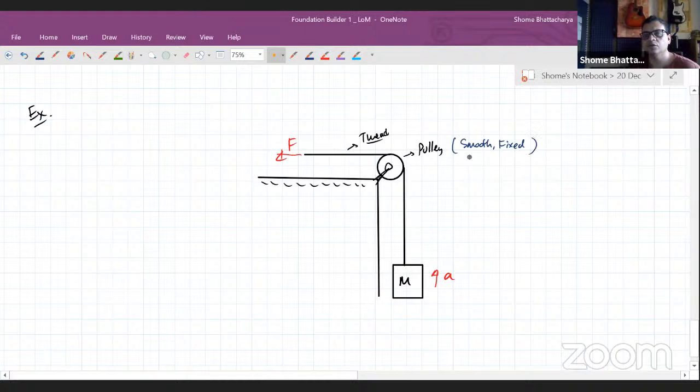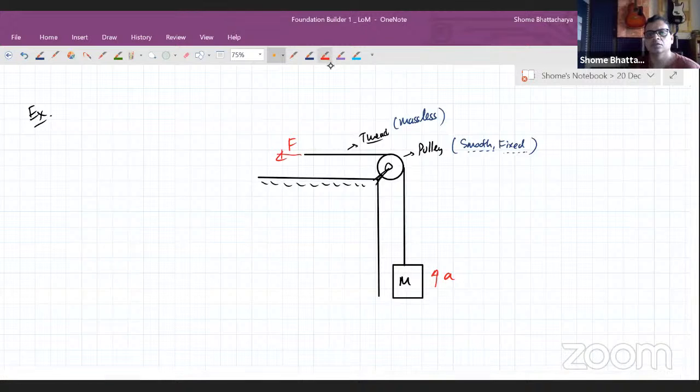Even when it's not mentioned, by default we should always take a pulley of this type, the one whose surface is smooth and that doesn't rotate about the axle. Because the type of pulley which has friction on the surface and which rotates about its axle, we'll be dealing with in a later chapter called rotational mechanics. So in this chapter, Newton's laws of motion and friction, we'll only be dealing with smooth, fixed and massless pulleys. And the thread here is a standard massless or light thread.